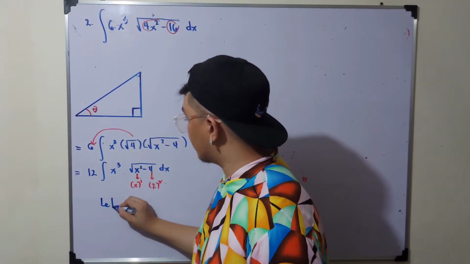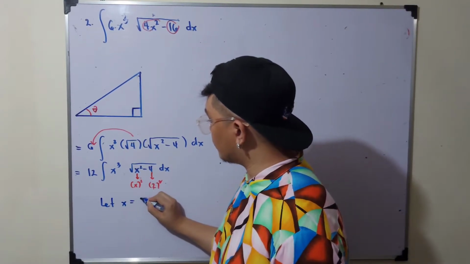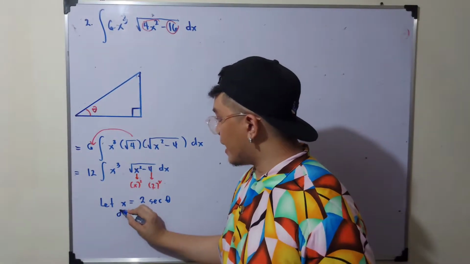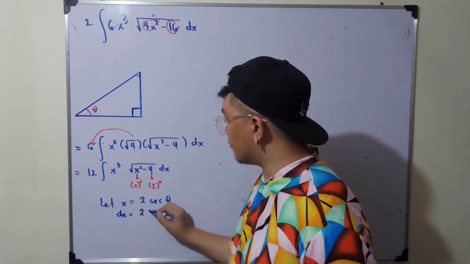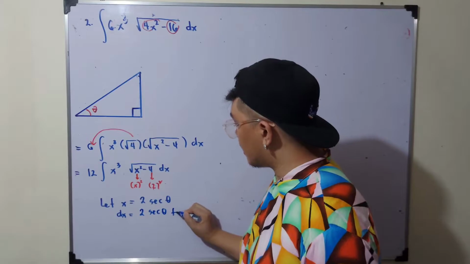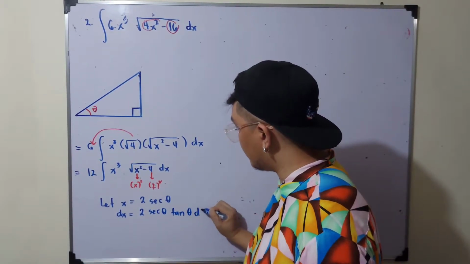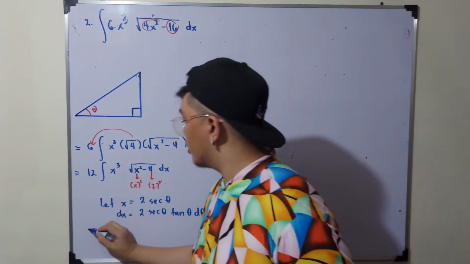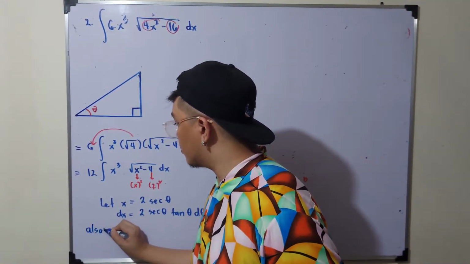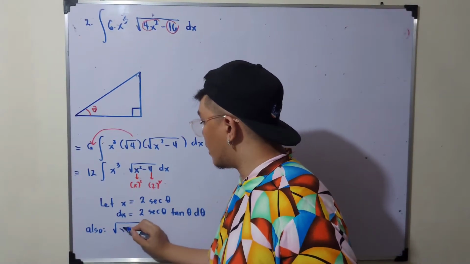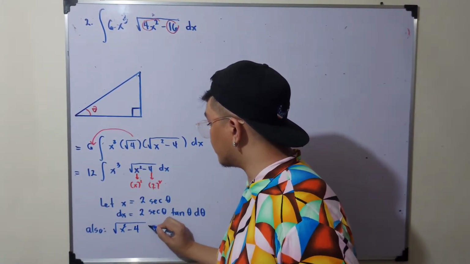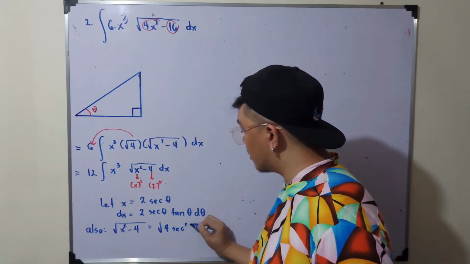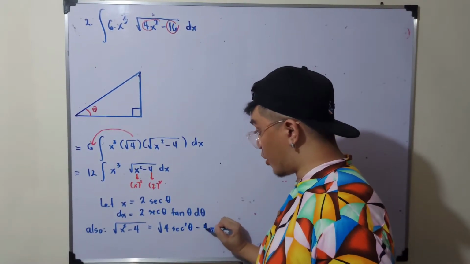So again, x is equal to 2 secant theta. Therefore, dx is equal to 2 secant theta tangent theta d theta. So what else? Also, we have the square root of x squared minus 4. So this is equal to the square root of 4 secant squared theta minus 4.